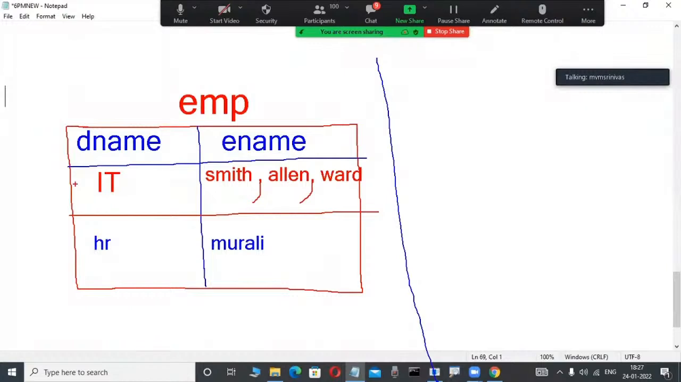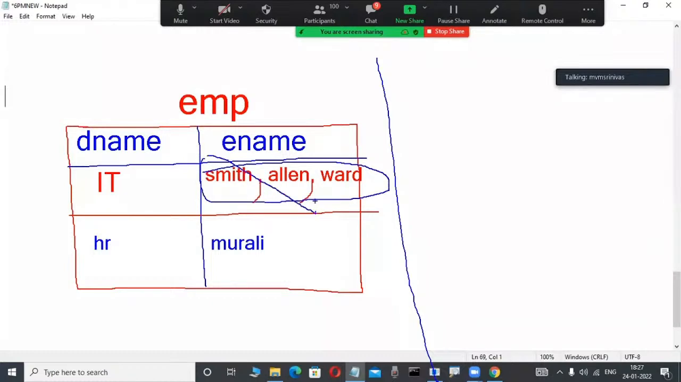A single value. Here, IT is a single value, no problem. HR is a single value, no problem. Murali is a single value, no problem. Data in each column should be atomic. That is a rule. There are no multiple values separated with commas. For example, here is the problem: Smith, Allen, Ward are represented separated by commas. It won't work.